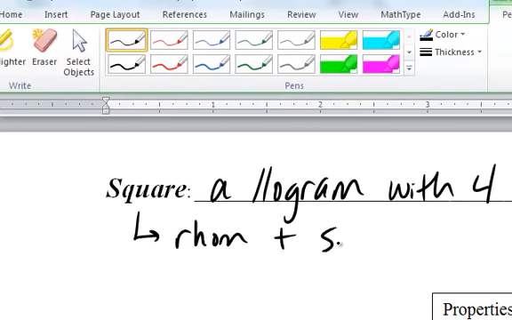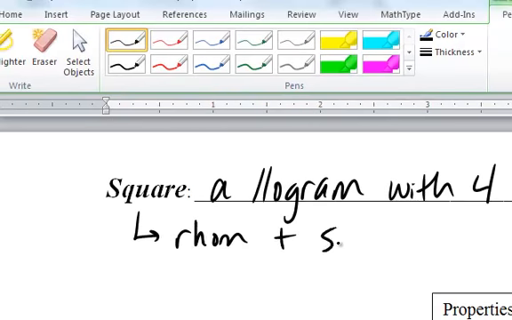So what we're going to do is we're going to label all four sides congruent. 1, 2, 3, 4, just like we did for the rhombus. And we're going to do the same thing we did for the rectangle. We labeled all the angles as 90 degrees, so we put our boxes in all four of the angles. And the properties, that's just a really long list that we're going to have to fill in.